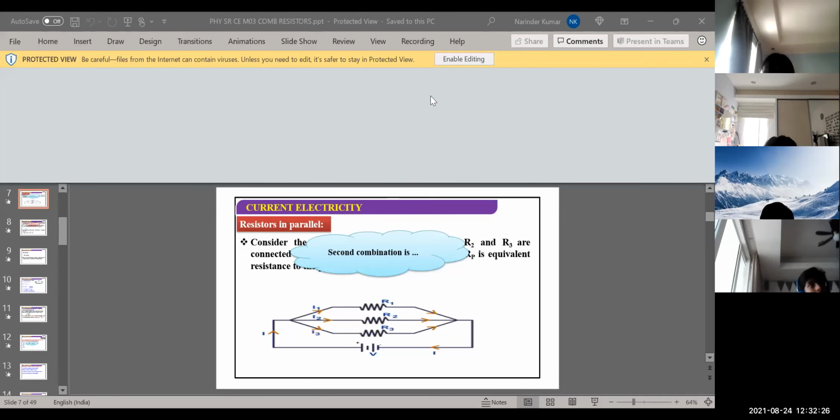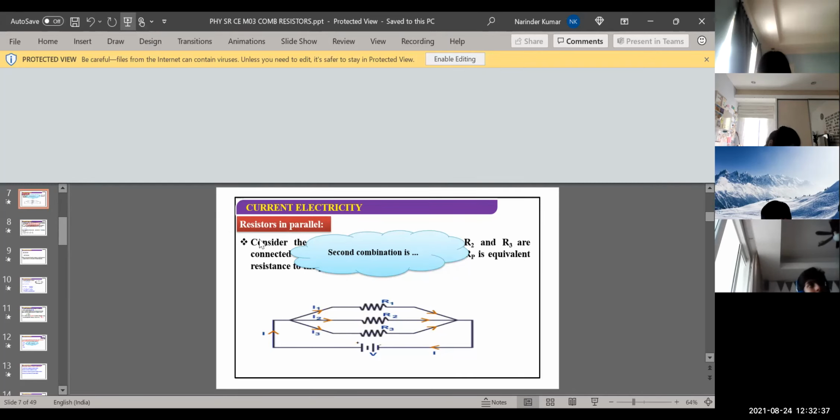To avoid this kind of problem, in our household circuits all these things are connected in parallel. If any one of the devices gets spoiled, the rest of the things keep on working. Now, children, let me begin today's first topic, series and parallel combination. I want to discuss what a series circuit is and what a parallel circuit is.